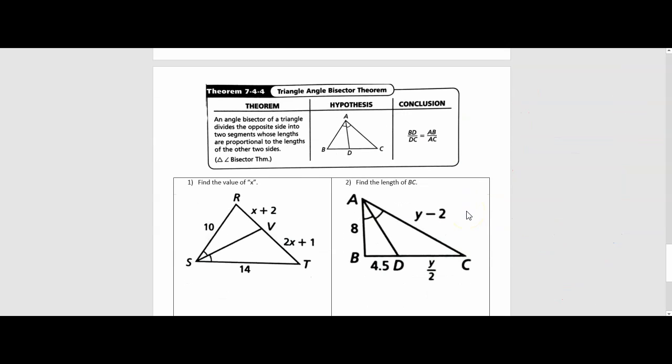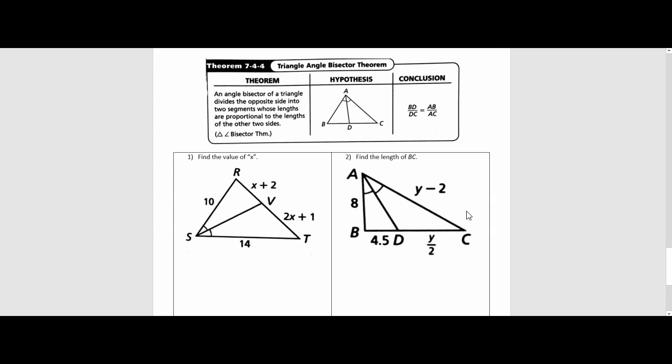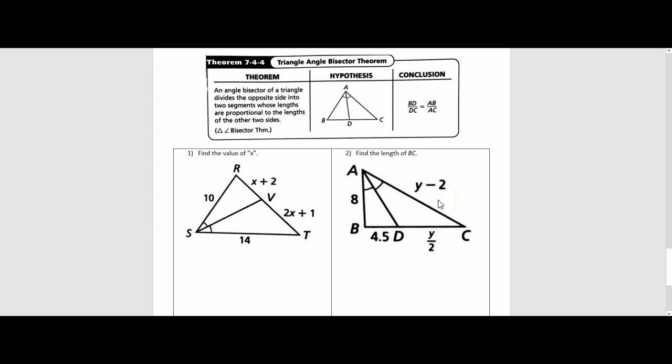It's unfortunate we don't have time to go through all the proofs for these theorems because they are interesting, but then our video would be pushing an hour or more. The last theorem we're going to look at is the triangle angle bisector theorem. This theorem says an angle bisector of a triangle divides the opposite side into two segments whose lengths are proportional to the lengths of the other two sides.